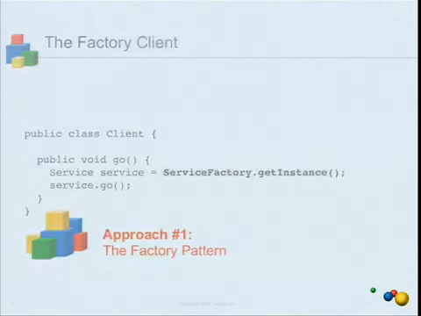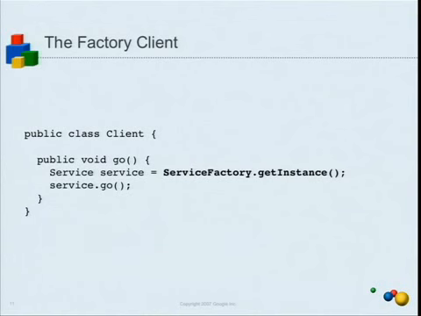So the first approach we're going to take a look at is using the factory pattern. So here's our implementation of client. Like I said, this is stupid simple. And the way client gets access to a service using this approach is via a service factory. And in this case, we're just going to call out to a static method, and we'll call that our factory method. And then client does what it needs to with service.